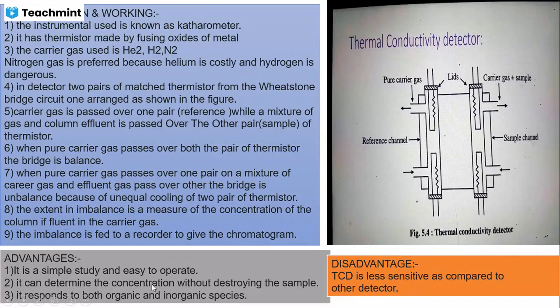Advantages: simple to study and easy to operate. It can determine the concentration without destroying the sample. It responds to both organic and inorganic species. Disadvantage: it is less sensitive as compared to the other detectors. ये less sensitive है.